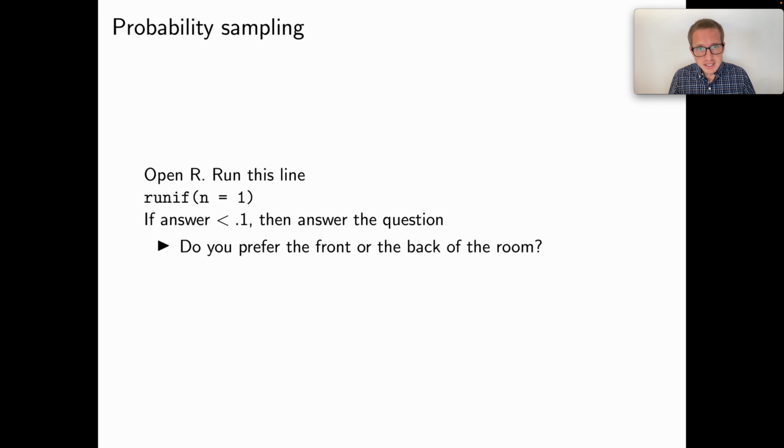So let's take a probability sample of the class. Everyone in class will open R and run this line. runif generates a random uniform number between 0 and 1. n equals 1 tells it to generate one number. So for those in the class, we then said if the answer is less than 0.1, we want you to raise your hand to answer the question: do you prefer the front or the back of the room? So while we started out by taking a full show of hands for the entire class, we're now taking a show of hands that has roughly 10% of the class selected randomly.